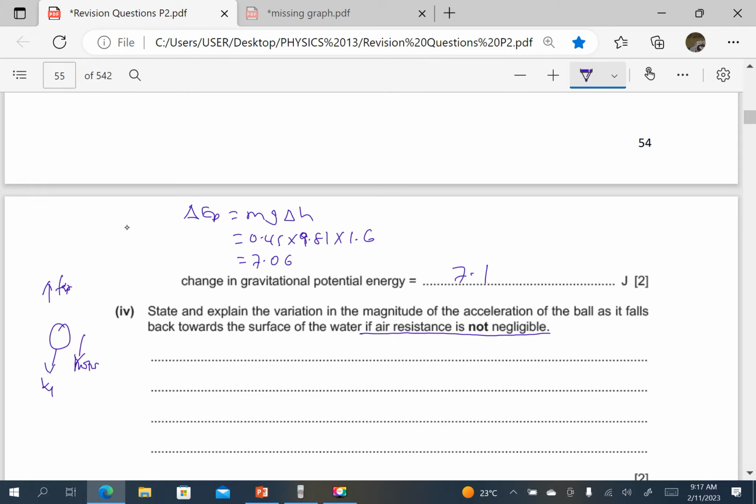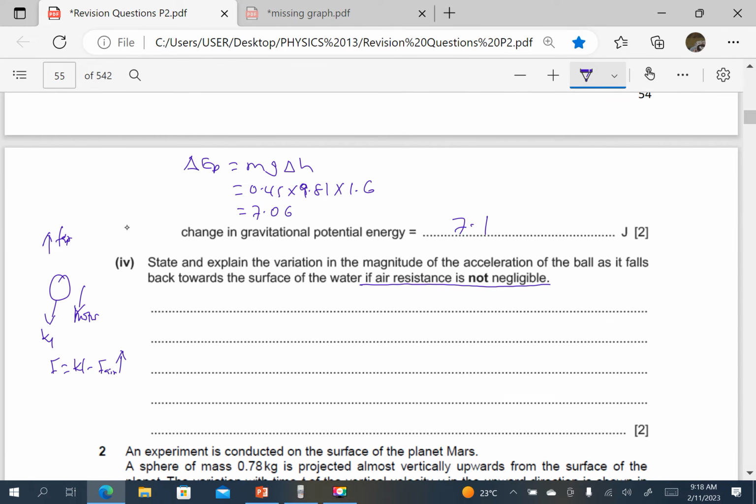This means the resultant force on the ball, which will be the weight minus the force due to air resistance, will decrease because air resistance is increasing. If the force due to air resistance increases, the difference between the weight and the force due to air resistance decreases, which means the resultant force decreases.